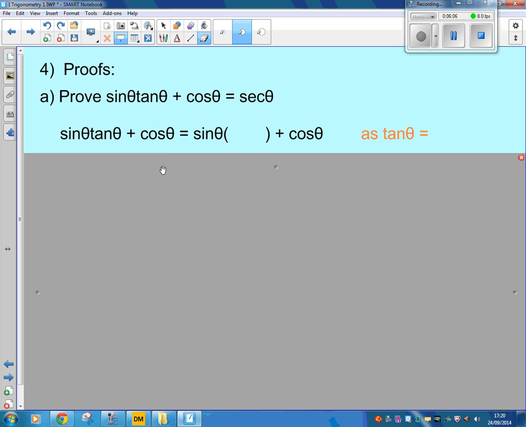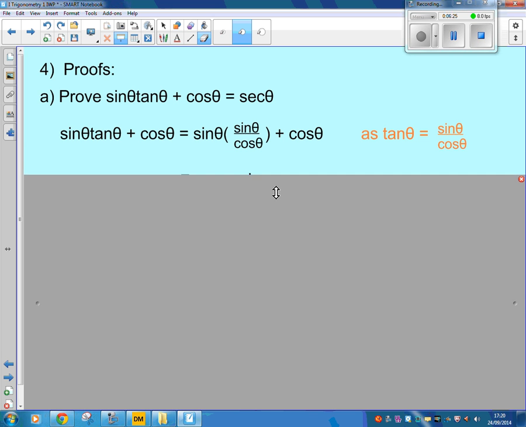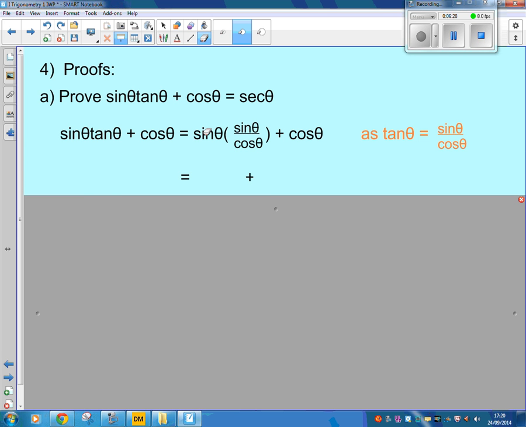Okay, now you should know that tan theta is equal to sine theta over cos theta. So where we have a tan theta here, let's put it as sine theta over cos theta. So your left-hand side now becomes sine theta, stays the same. Instead of tan, sine over cos, cos theta staying the same. Okay, now if we actually multiply, you're multiplying sine over 1 times sine over cos. So you're going to get that this side here is sine squared theta over cos theta. Sine times sine, sine squared over cos. That stays as plus cos.